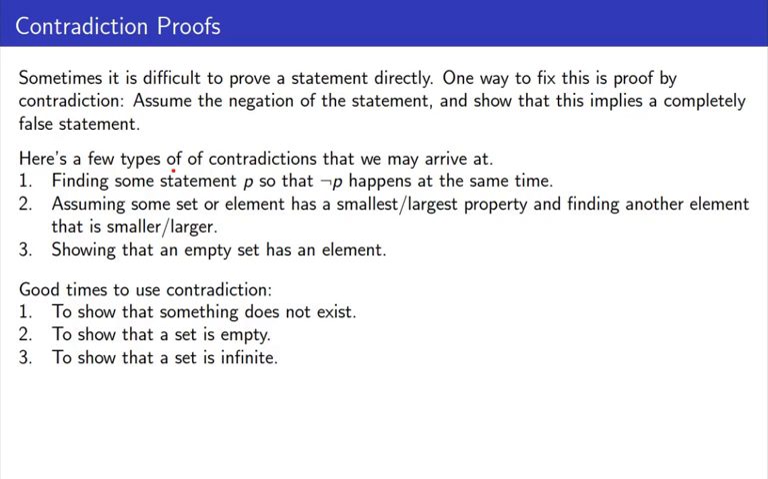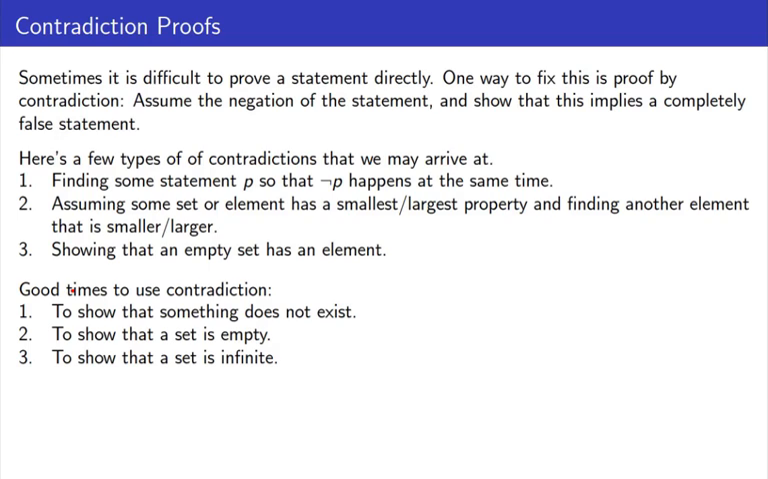First off, you could find some statement P, so that when you have P happening, the negation of P happens at the same time. You know that P and its negation cannot both be true, so that would be an example of a contradiction. Another one is that you'll assume something has a smallest property, or perhaps a largest property, and then find something else that's even smaller or even larger. One other contradiction is to show that an empty set has an element. We know that empty sets are empty, so if you end up showing that it has an element, that's a contradiction as well.